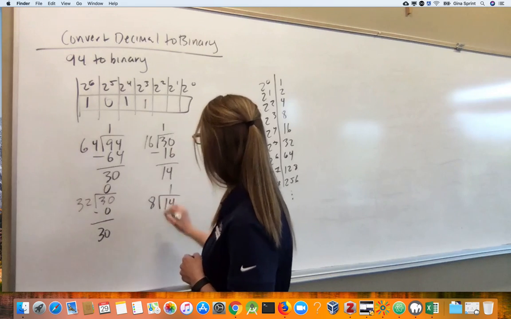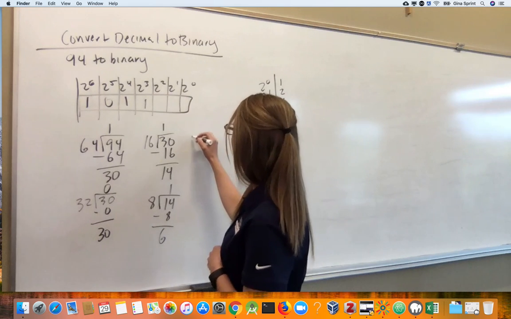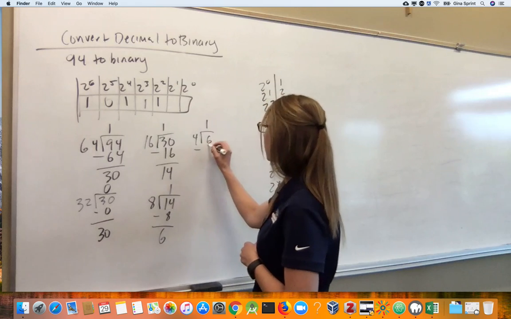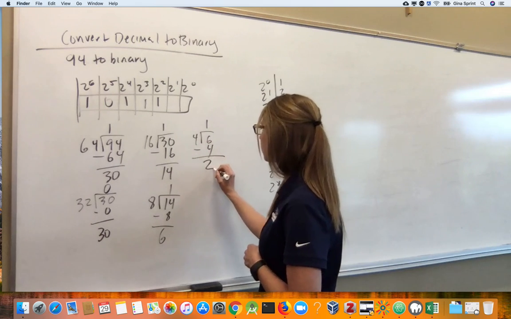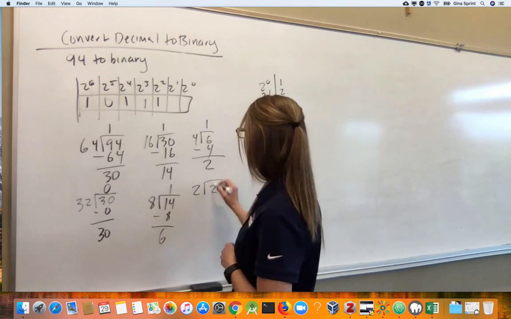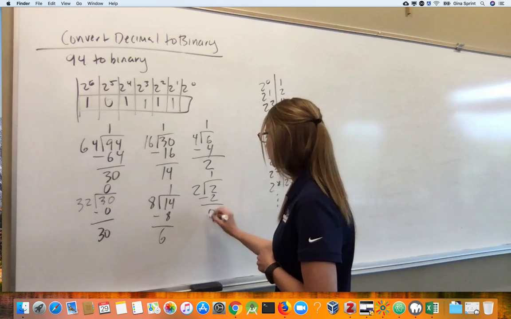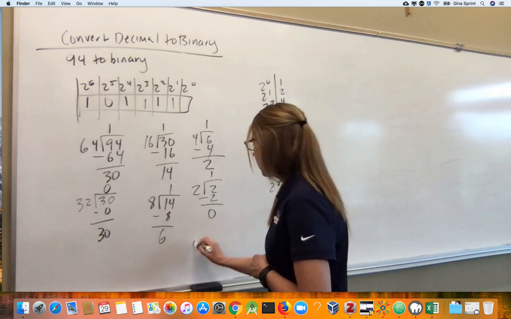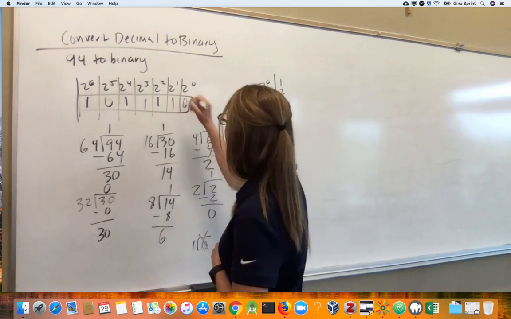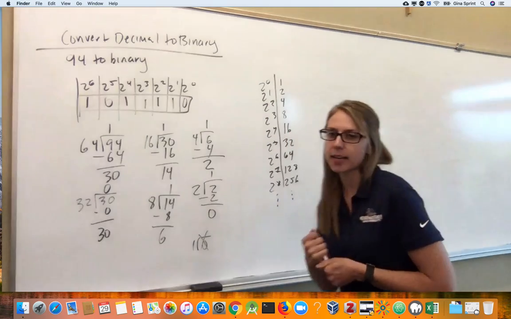Yes, it does. Minus 8 is 6. Does 2 squared go into 6 evenly? Yes, it does. One time. Leaves us with 2. Does 2 to the 1 go into 2 evenly? Yes, it does. One time. Does 1 go into 0 evenly? No, it does not. Here is 94 in binary.